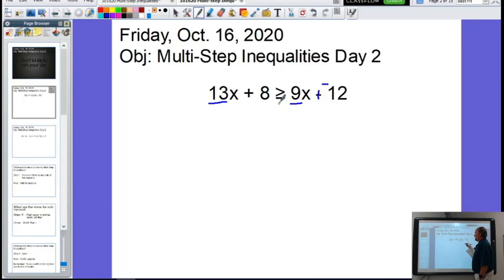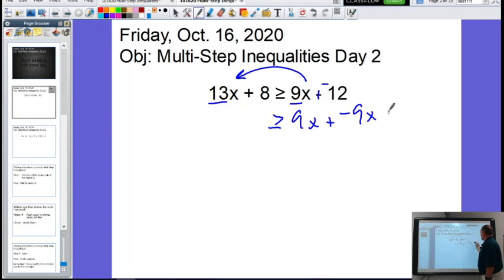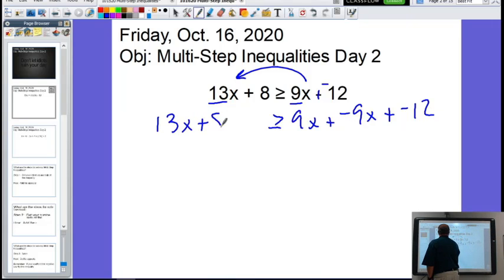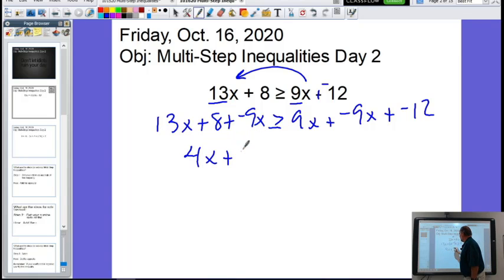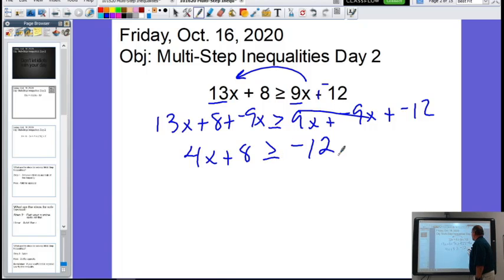Right now all I have to do is get my letters together. So I'm going to move my 9x to be with the 13x. I start at the inequality and write 9x plus what it takes to move it, negative 9x, plus negative 12. And over here, I'm going to do the same thing, 13x plus 8 plus negative 9x. Then I combine like terms, just like we did yesterday, because this is a problem that we worked yesterday. We're just reviewing it. So we've got the 13x and the 9x. They can go together to make 4x plus 8 is greater than or equal to. My 9x's go away, and I'm left with negative 12.